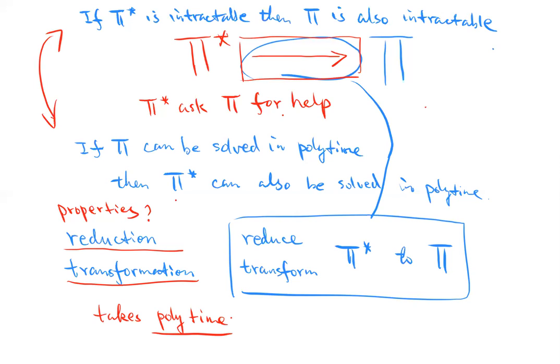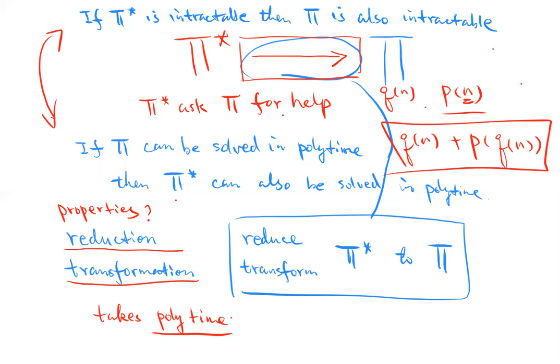So if we solve this one in polynomial time, say T(n), and the transformation takes polynomial time, say Q(n), then the total time will be Q(n) plus P. Now this n, the length, may be changed, but at most Q(n). So the total time will be this one. It's still a polynomial. So you see the robustness of polynomial. What we see is that this transformation should be done in polynomial time.